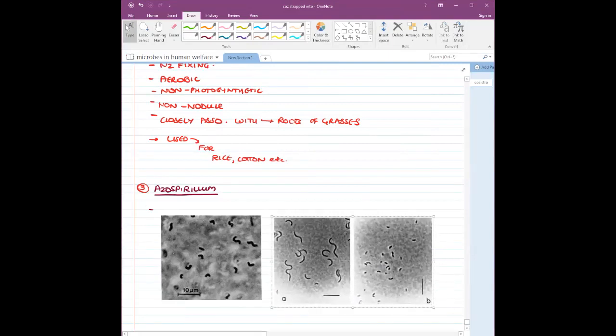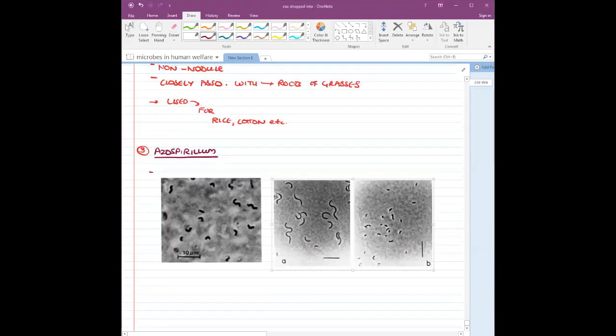Once again, a very important nitrogen fixing bacteria. Let's put down what we really need to know here. First of all, this is going to be free living, in the same category as your azotobacter. Once again, free living, asymbiotic, aerobic, nitrogen fixing bacteria.